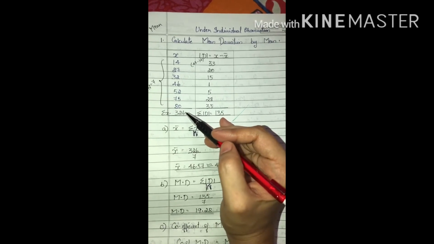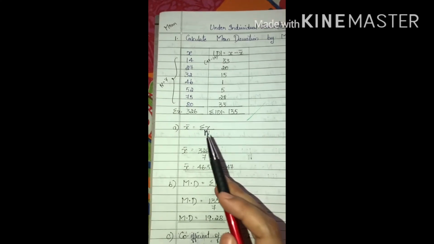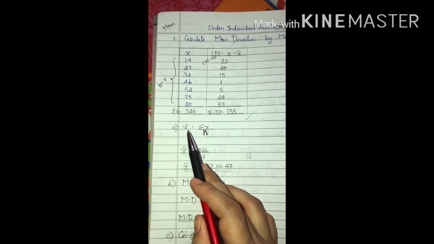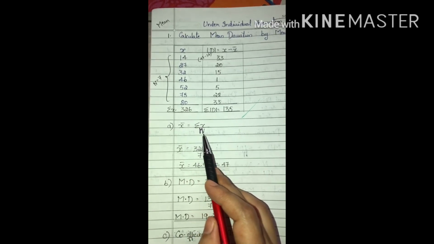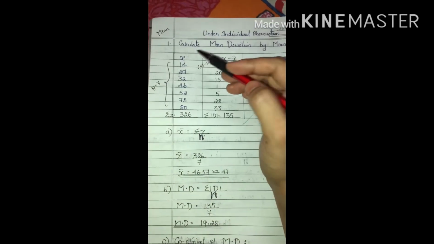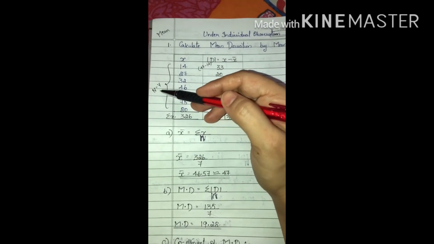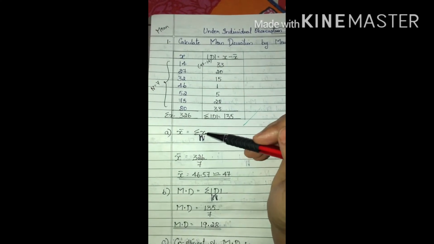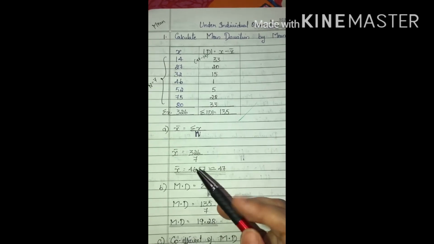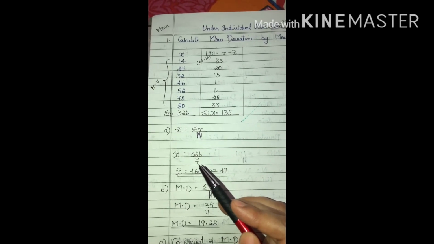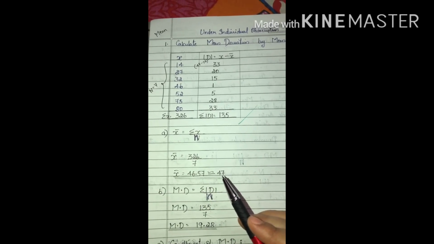For mean deviation under individual observation, first we have to identify the mean. The formula for mean is x bar equals sigma x divided by n. What is n? Number of observations: 1, 2, 3, 4, 5, 6, 7. So n equals 7. Sigma x, the total of x, is 326. Therefore 326 divided by 7 gives 46.57, approximately 47.